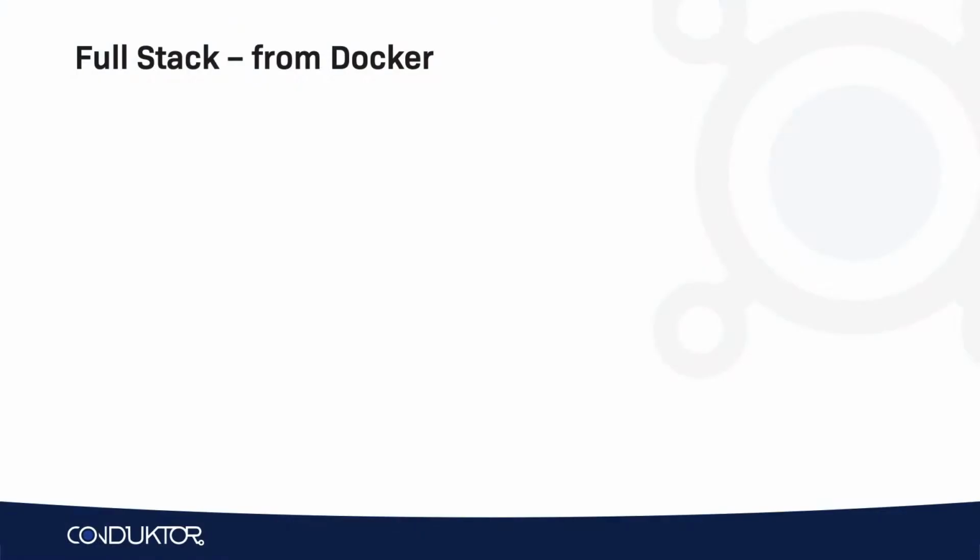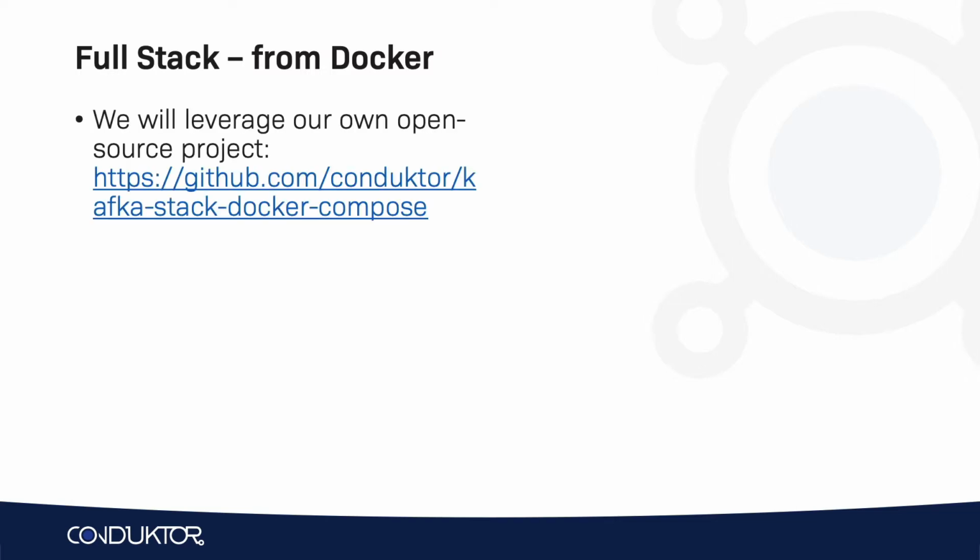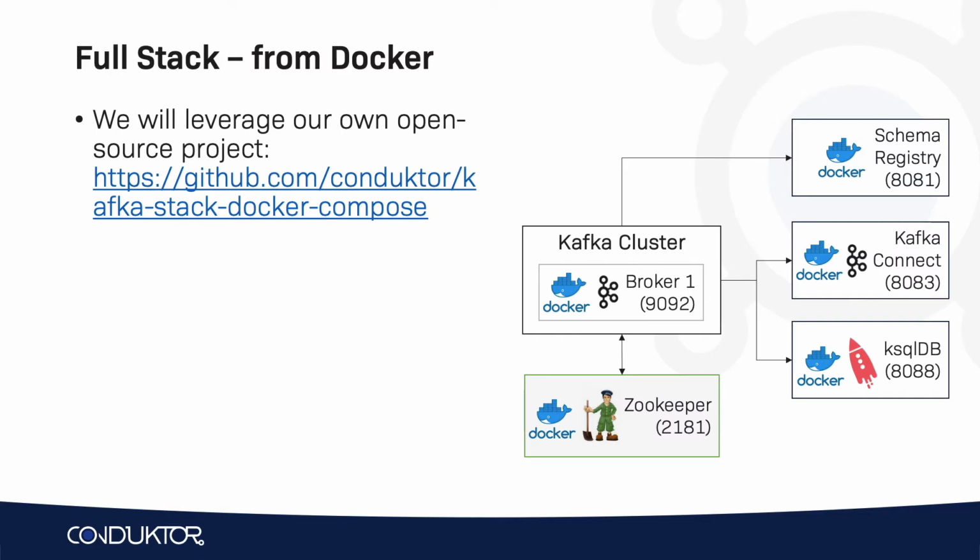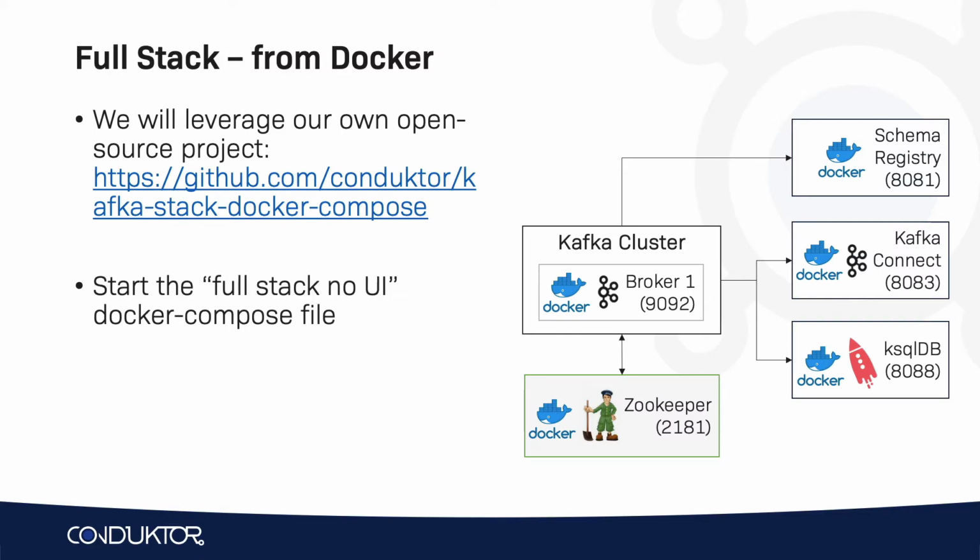And before we get to practice the schema registry, we have to launch it. And so now you know, we're going to launch using the open source project. In this example, we're going to launch the full stack no UI Docker Compose file, which is going to come with the schema registry, but also Kafka Connect and ksqlDB. And this is going to allow us to move on with the course and use some external APIs, some added APIs and extended APIs for Apache Kafka.